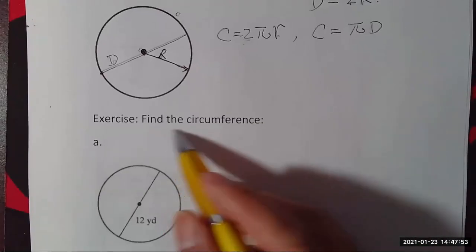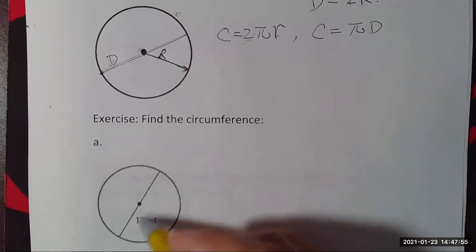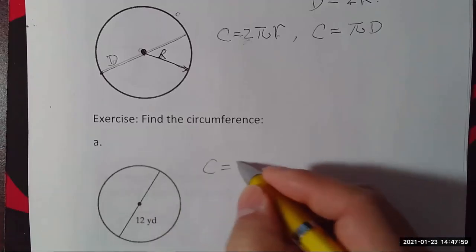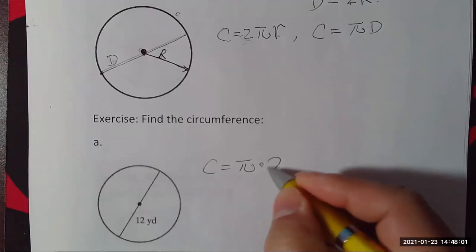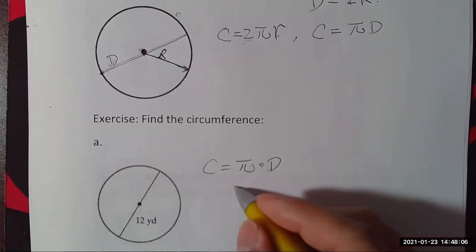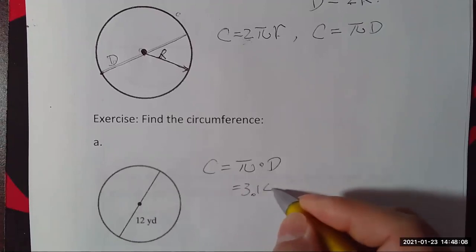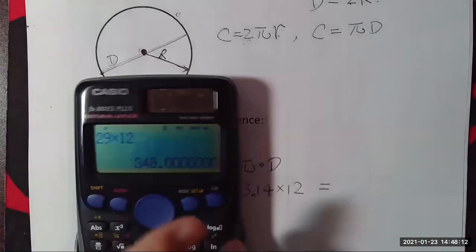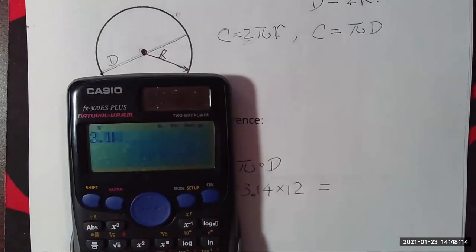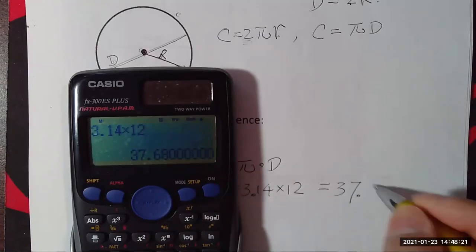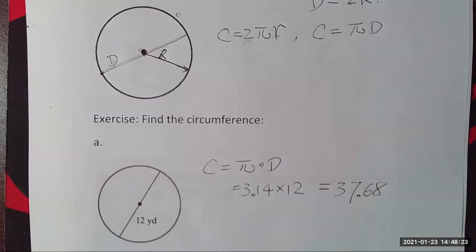Now let's find the circumference of these two examples below. The first one, find the circumference. We are given d apparently. So circumference equals pi times d. Let's use 3.14 for pi. So this is 3.14 times 12. Let's do that. 3.14 times 12, 37.68. Let's keep 2 decimal digits.